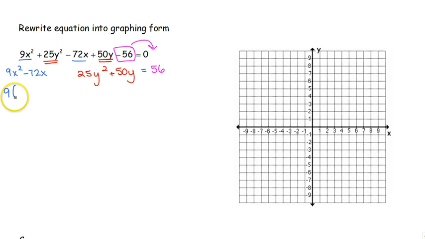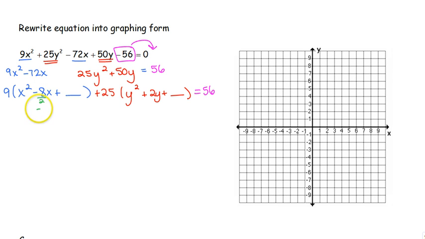So with the x is the first thing I'm going to do. Then I'm going to pull out that 9, leaving us with x squared, and negative 72 divided by 9 gives us a negative 8x. And then we would complete the square for the x's. For the y's, I've got to pull out that coefficient, which is a 25. And when we pull the 25 out, we've got y squared. 50 divided by 25 would be 2y. And then we've got that set up to complete the square. On the right hand side, we still have that 56.